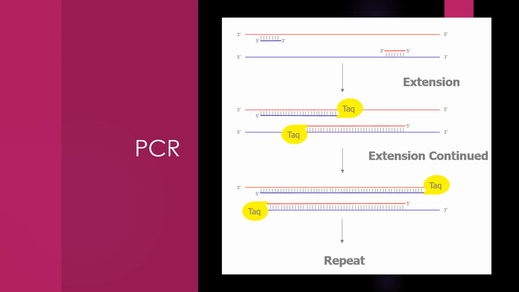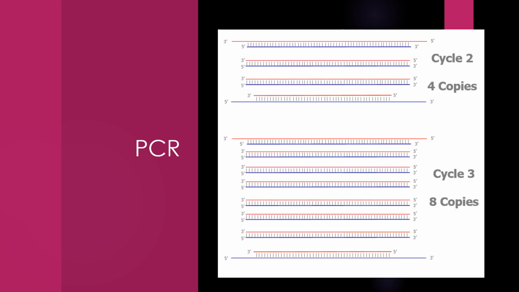So once your primers anneal to your target DNA, the temperature will be increased to optimize DNA polymerase action. It will catalyze the addition of nucleotides to synthesize new strands of DNA, starting from the primers. And this process will repeat over and over. So in cycle 1, you started with 1 copy and ended up with 2 copies. In cycle 2, you started with 2 copies and you'll end up with 4, and so on and so on.